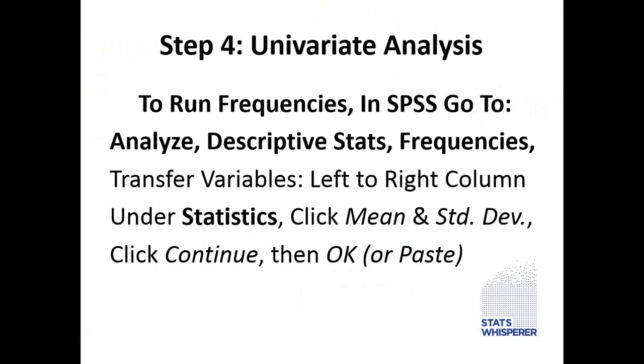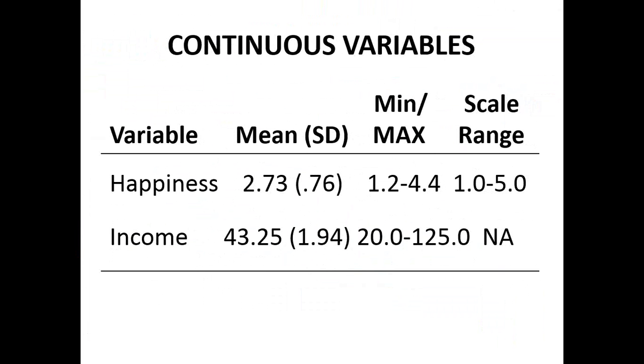So it's relatively simple, but not totally simple. Okay. So after we get those values from SPSS, we might put them in a table. So we probably have one table for continuous variables and a second for categorical.